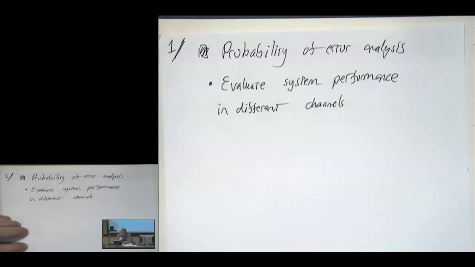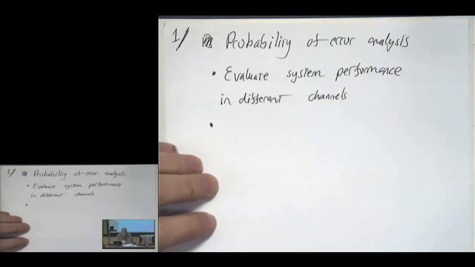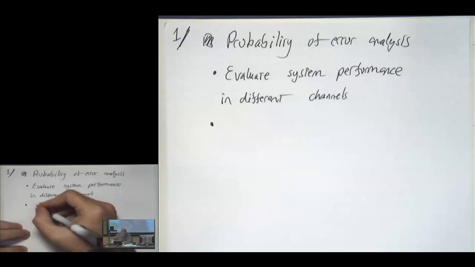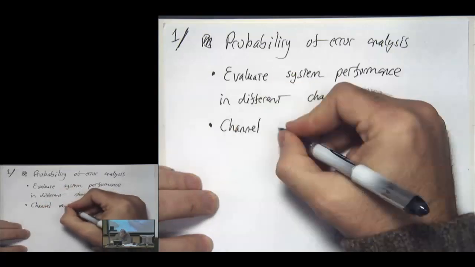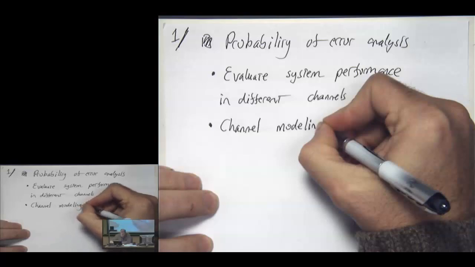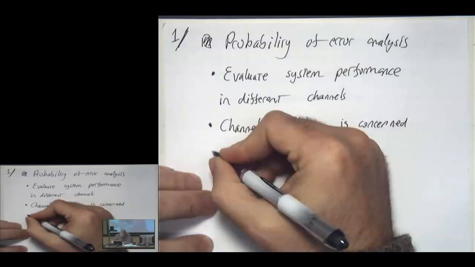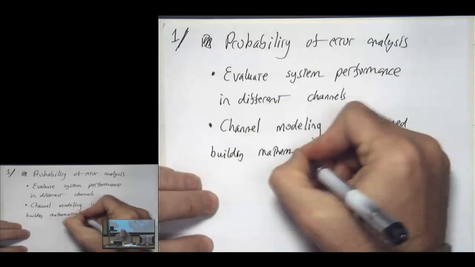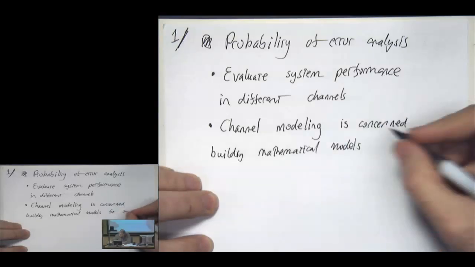And so a key step here is this idea of the channel model. So we want to determine performance in a propagation channel, but which one? Do we pick one channel, another channel? How do we determine those channel coefficients? And so there's a whole area of inquiry which is all about channel modeling, and that's essentially concerned with building mathematical models of the propagation environment for system evaluation.